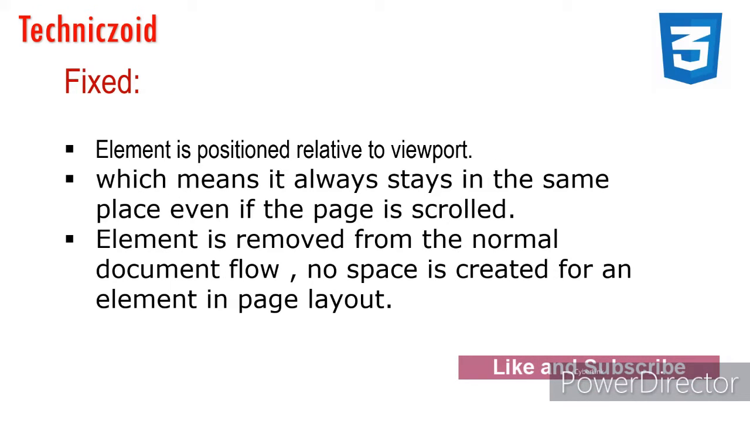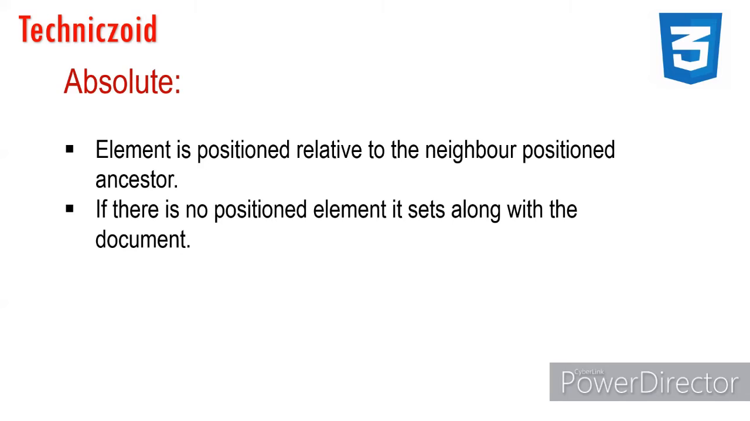The next method is fixed. The element is positioned relative to the viewport, which means it always stays in the same place even if the page is scrolled. The element is removed from the normal document flow and no space is created for it in the page layout. The next method is absolute. The element is positioned relative to its nearest positioned ancestor.